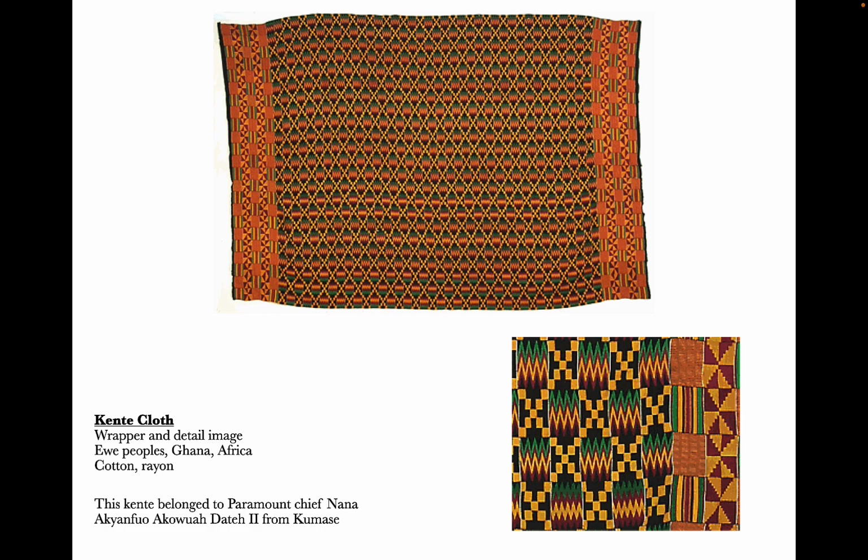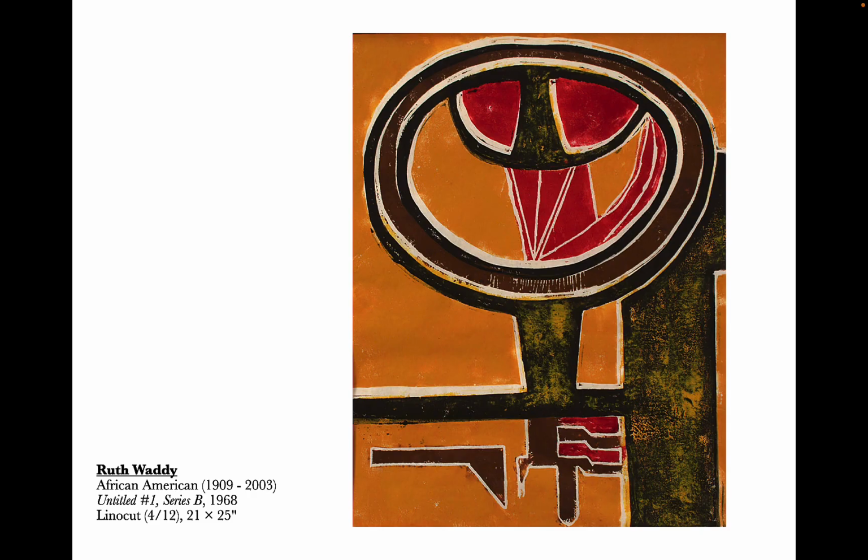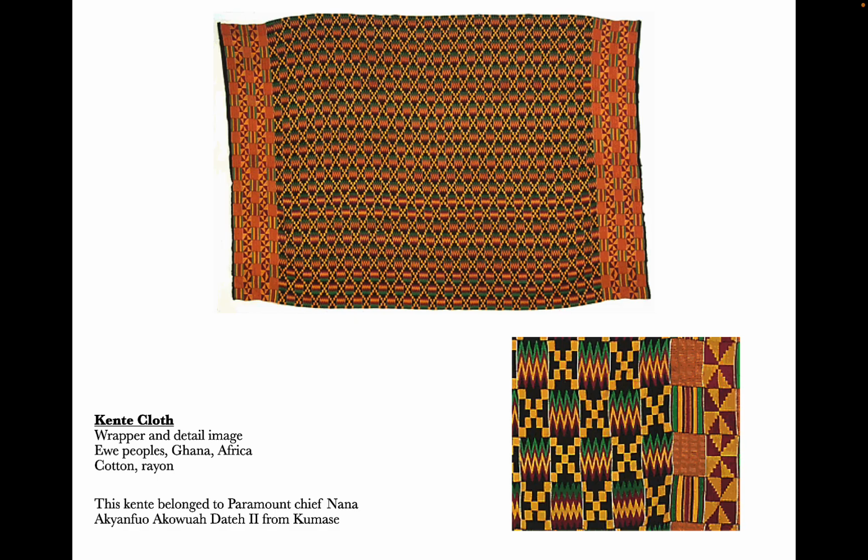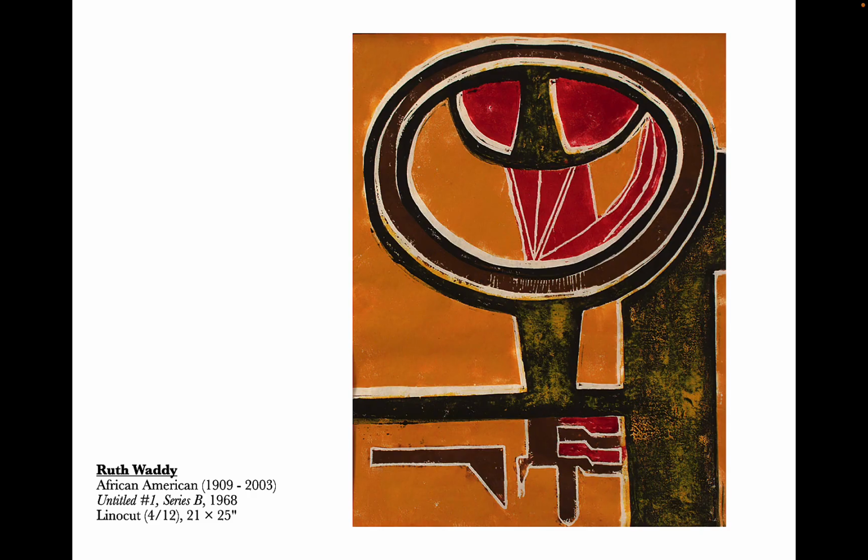So I want you to start thinking about things like this, how you can combine different shapes together, how you can make a simple shape more interesting. This is Ruth Waddy, an African-American artist, and this is not representing anything we see in reality, but it's really bold. There's all that texture in there, which I think is so cool. There's a really simple color palette, which I put next to the kente cloth because I think it looks inspired by the kente cloth, or these colors go well together, those yellows, browns, reds.